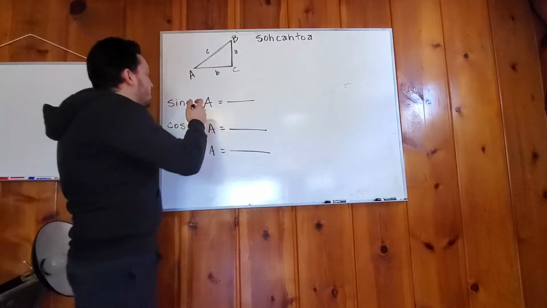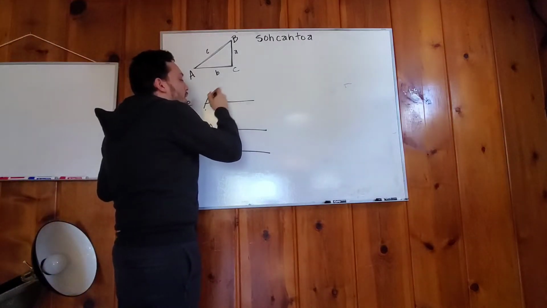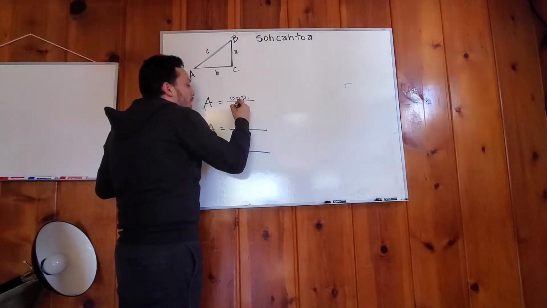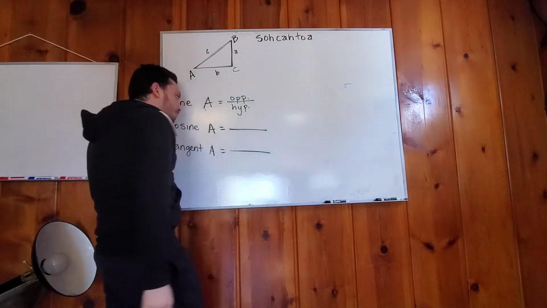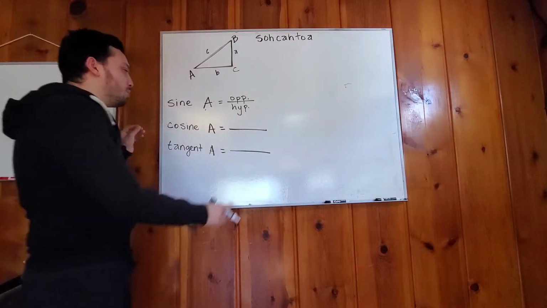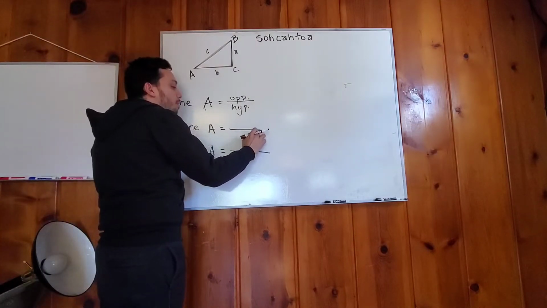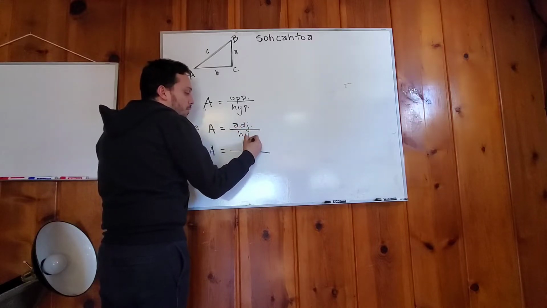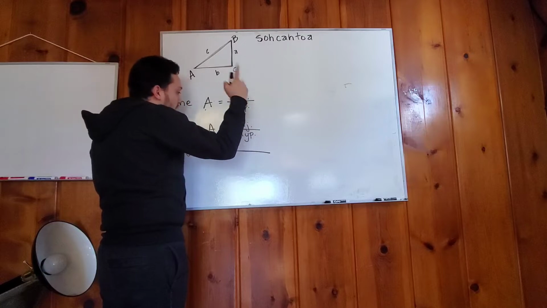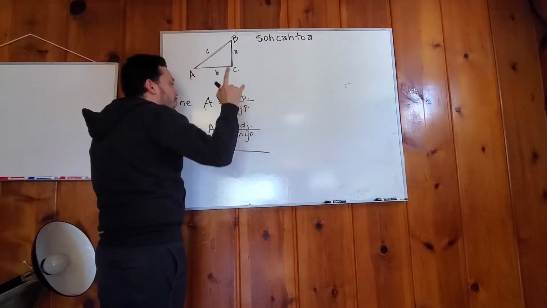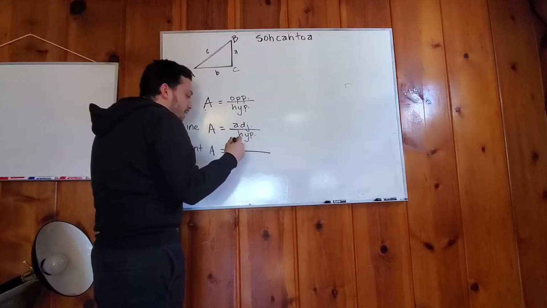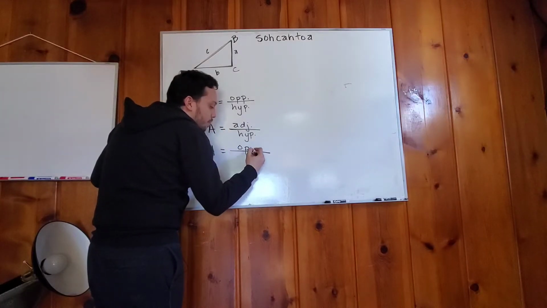So sine, what does sine mean? Sine means the opposite side of the angle we're talking about, opposite side over the hypotenuse. Cosine means the adjacent side over the hypotenuse. I already went over what the opposite side was in that video. I also know that everybody should know what hypotenuse is. And then the tangent is the opposite over the adjacent.